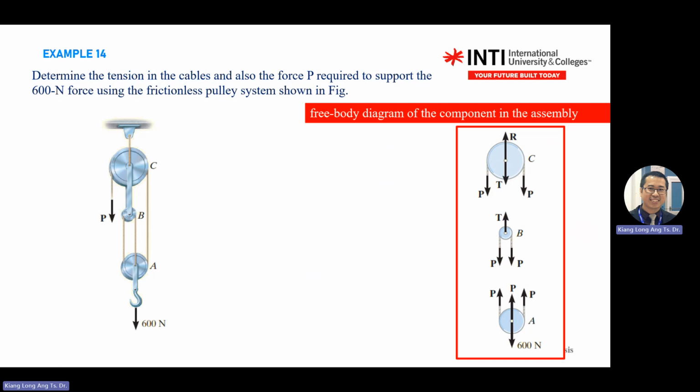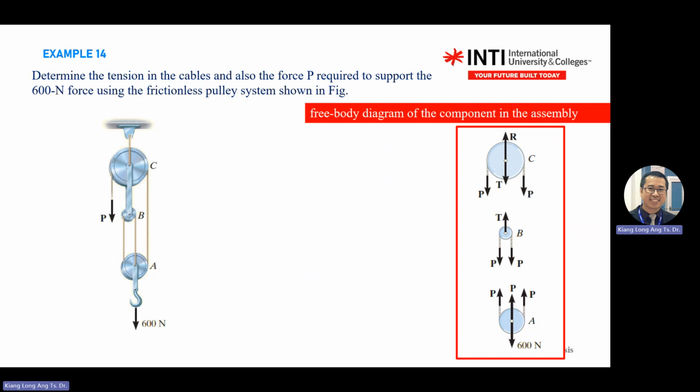B is transferred, you flip the T. Object C, T moves down, so you flip the T, go up. If you look at B, B has two cables, so two cables pull down. Just for a quick solution, every time you see a rope, the arrow always points out from the rope, so that you don't get confused. Always point out, because the cable is always in tension.